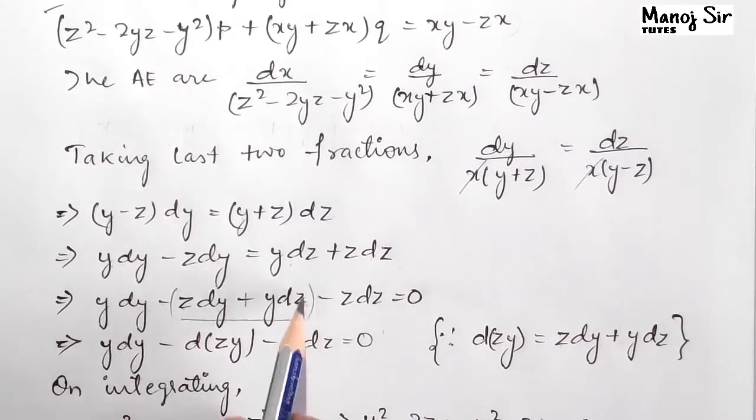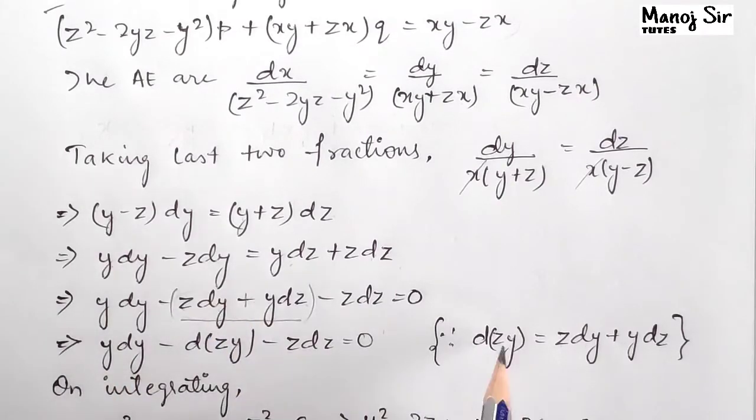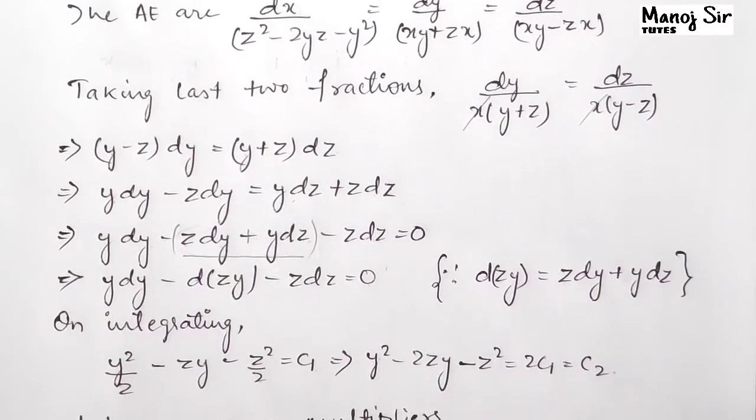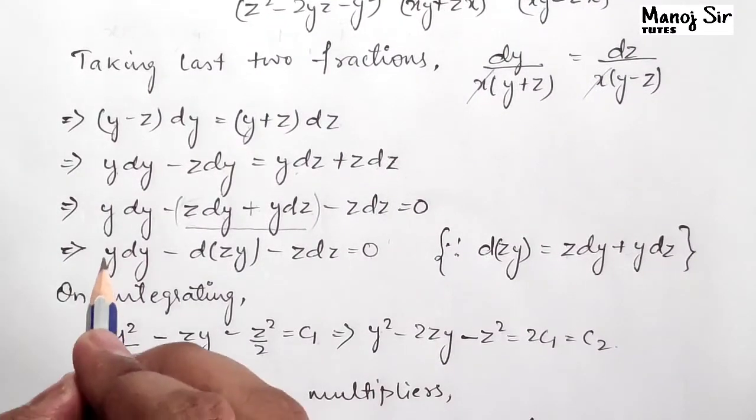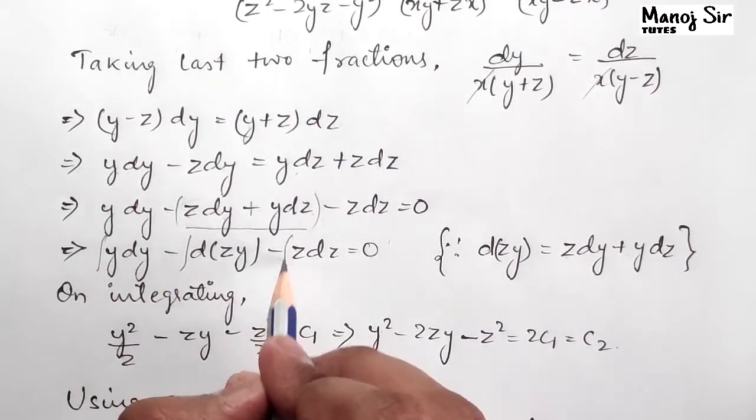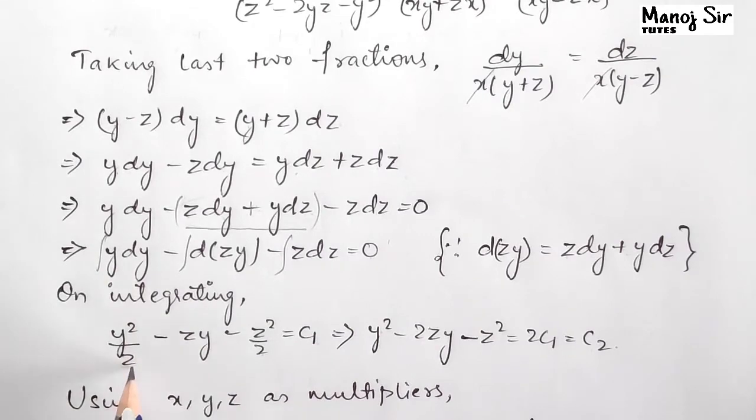Okay, so instead of this we can write d of zy. So the next step will be y dy minus, instead of this we are writing d of zy minus z dz equals 0. Now in the next step, we simply integrate both sides. On integrating both sides, you will get y square upon 2 minus zy minus z square upon 2 equals c1.